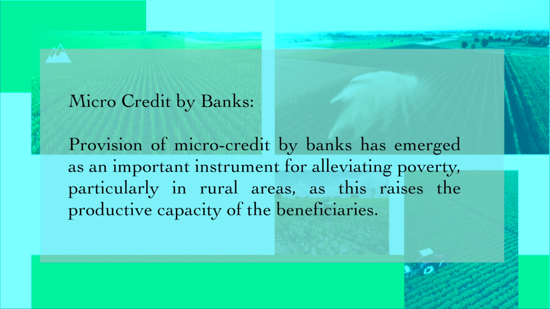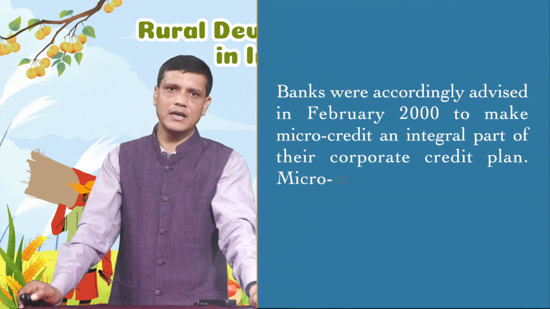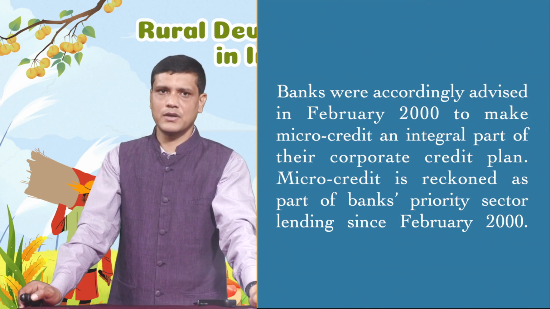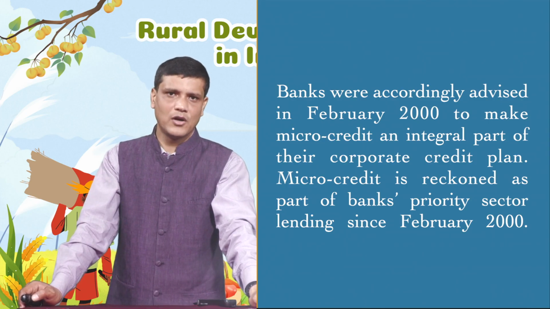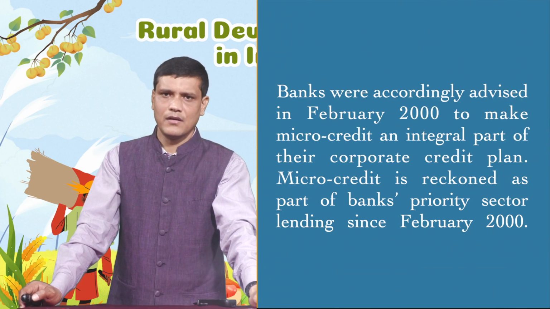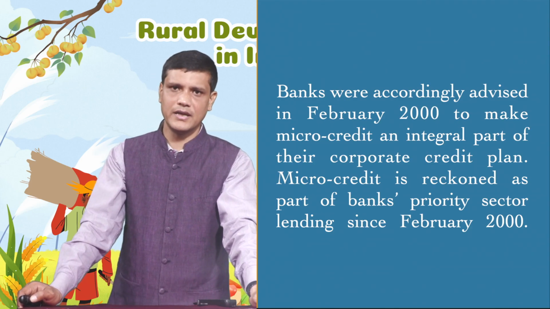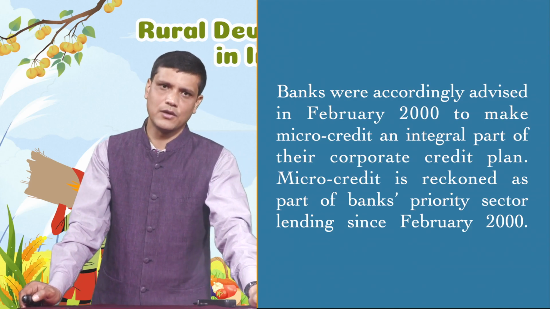Provision of microcredit by banks has emerged as an important instrument for alleviating poverty, particularly in rural areas, as this raises the productive capacity of the beneficiaries. Banks were accordingly advised in February 2000 to make microcredit an integral part of their corporate credit plan. Microcredit was added as a part of banks' priority sector lending since February 2000.